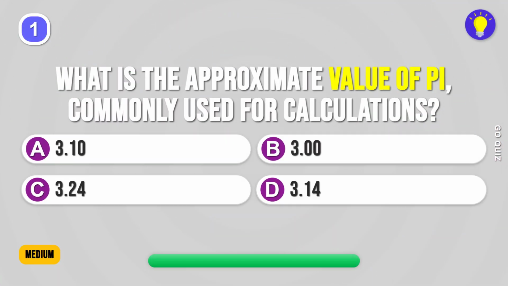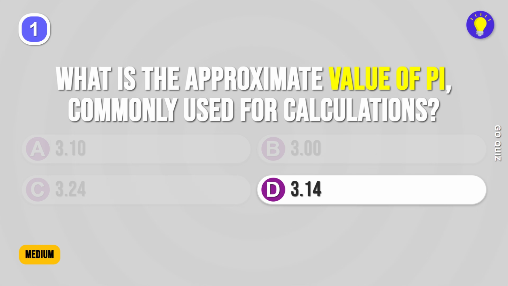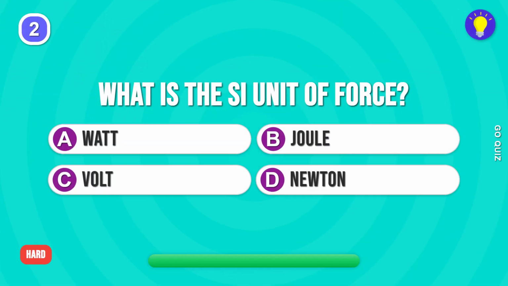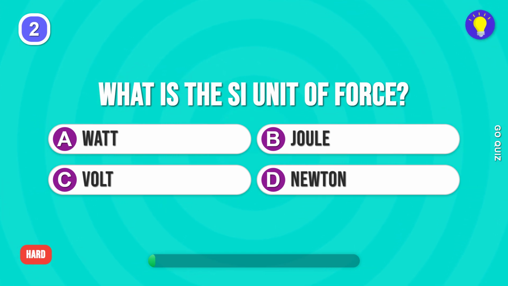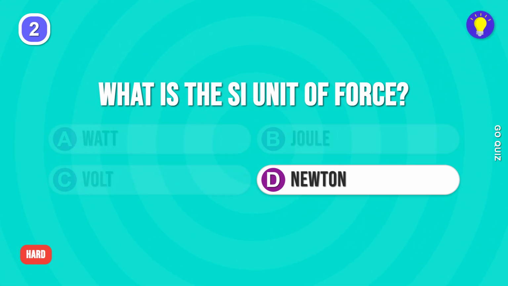What is the approximate value of pi, commonly used for calculations? Pi is approximately 3.14. What is the SI unit of force? The Newton is the SI unit of force.